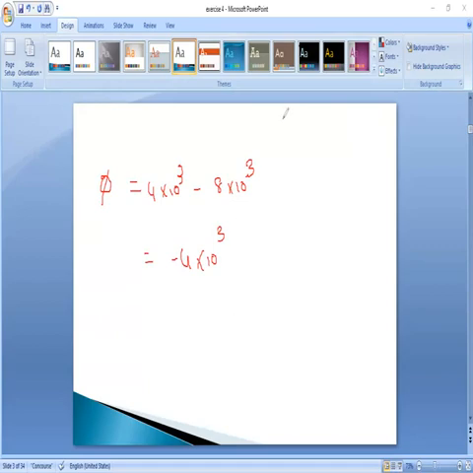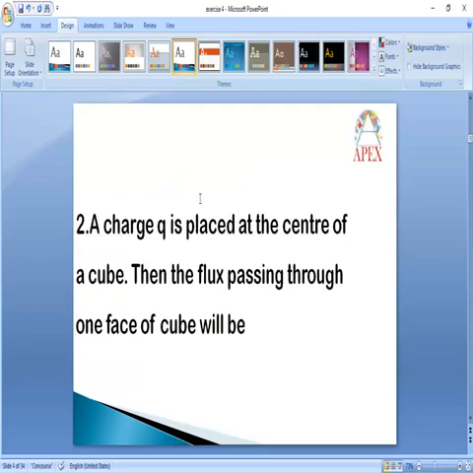Okay, next. Question number 2. The charge Q is placed at the center of a cube. Then the flux passing through one face of cube will be. So, if I consider a cube here, in this particular case, the charge is placed at the center of the cube.